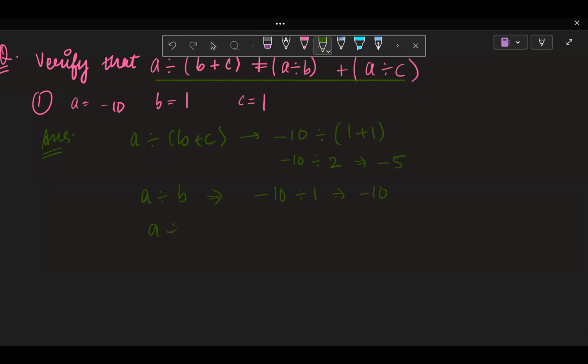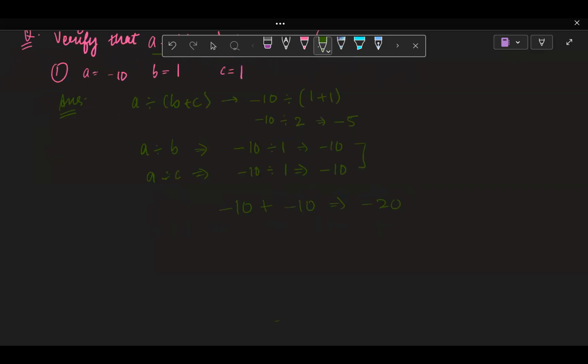And A divided by C is equal to minus 10 divided by 1, so it is also equal to minus 10 only. Now you should add these two numbers. So what is minus 10 plus minus 10? It is equal to minus 20, not positive 20.